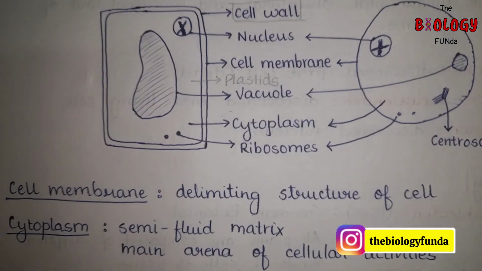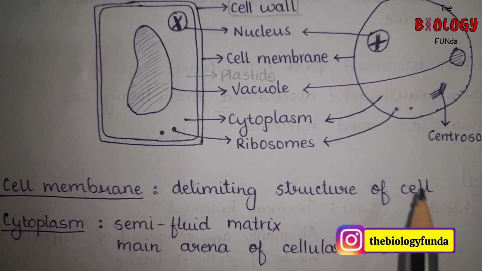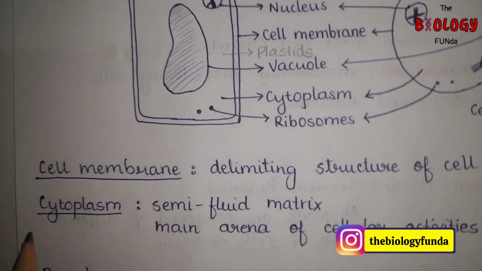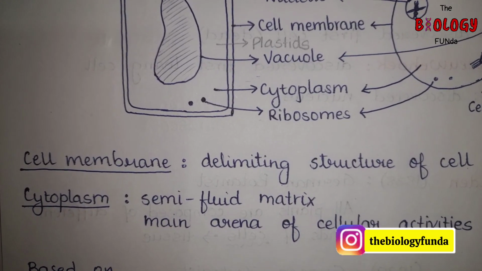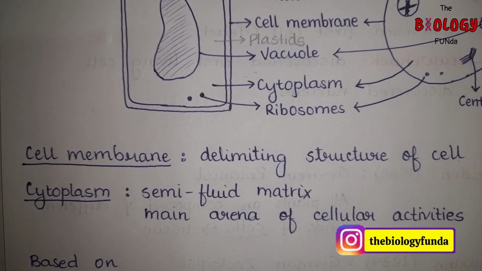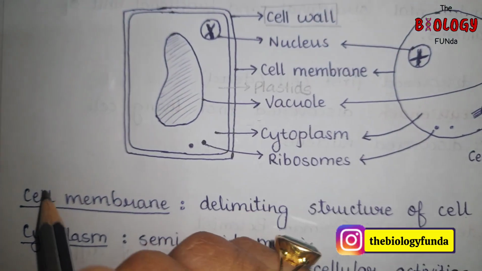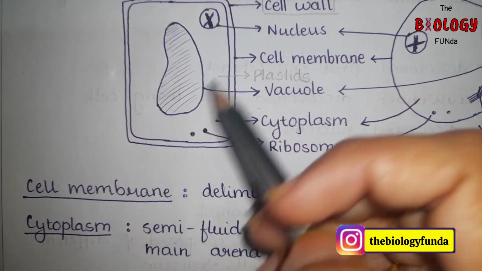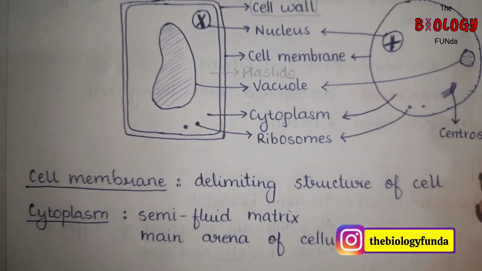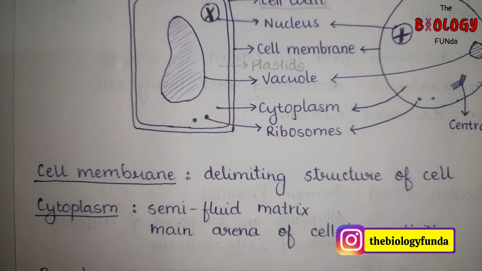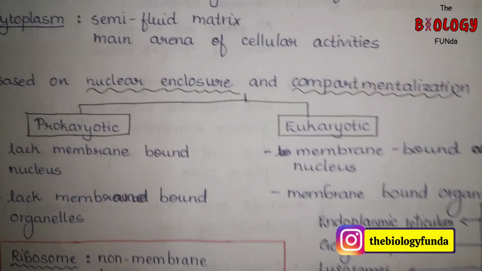Now we know that the cell membrane is a delimiting structure of a cell, while cytoplasm is a semi-fluid matrix which is the main arena of the cellular activities. This occupies the main space. The more the cytoplasm, the more the volume of the cell increases. So cytoplasm takes the volume of the cell.